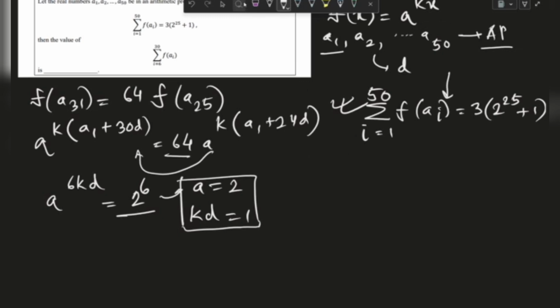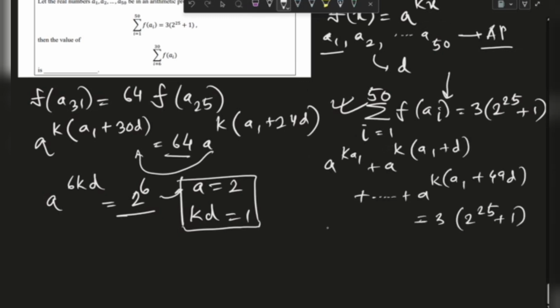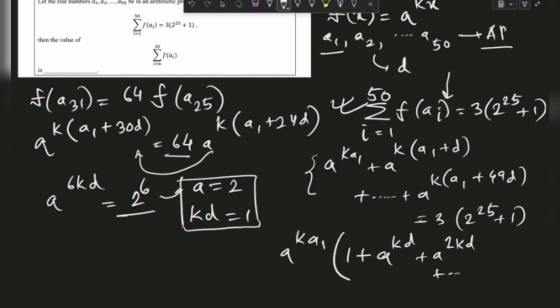So we will write this down. This is the form that is coming. Now if we take a power ka1 common from this, we will have 1 plus a power kd plus a power 2 kd up till a power 49 kd. So basically, as you guys can notice, this is a GP whose first term is 1 or a power 0, and the common ratio is a power kd. So I will write that down.